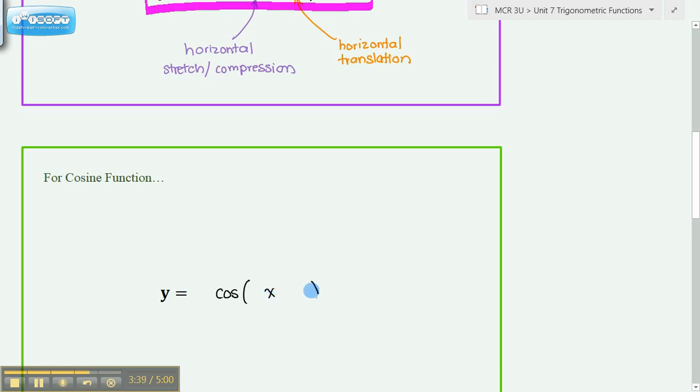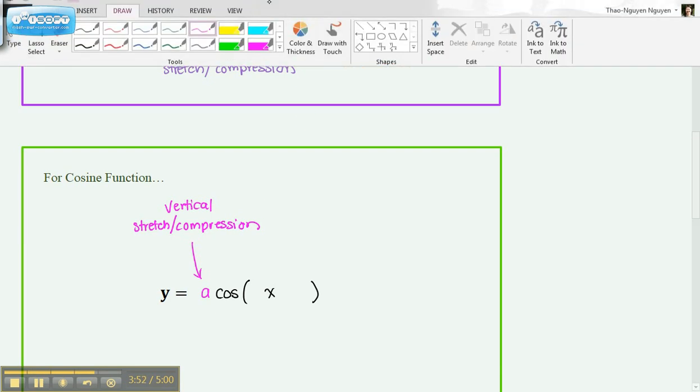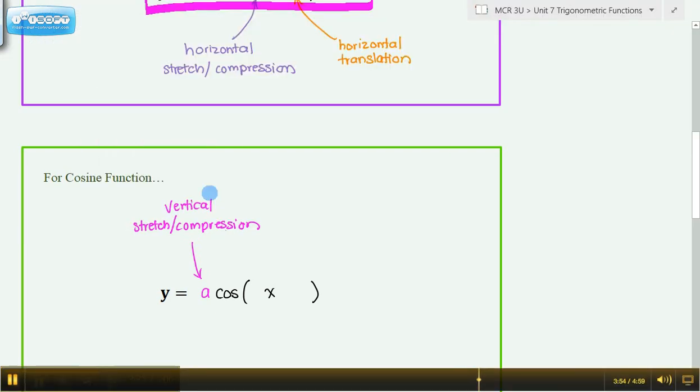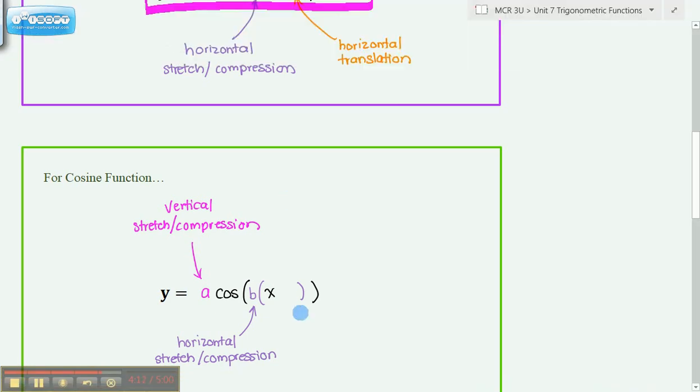And so now we need to apply those four transformations. The first one is the a value in front of the function, so it's a in front of cos. And that tells you that there is a vertical stretch or compression. The second transformation is now inside of the function. So it's inside of cos, which is b, and it's still factored outside of x. So this b value tells you that there is a horizontal stretch and compression.